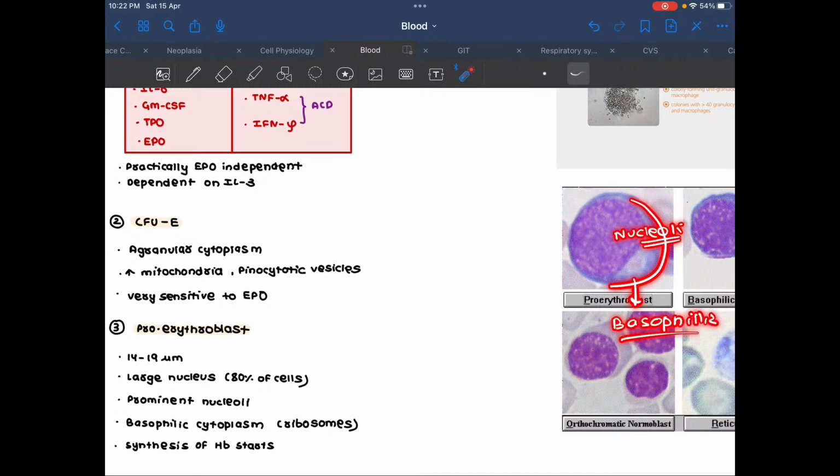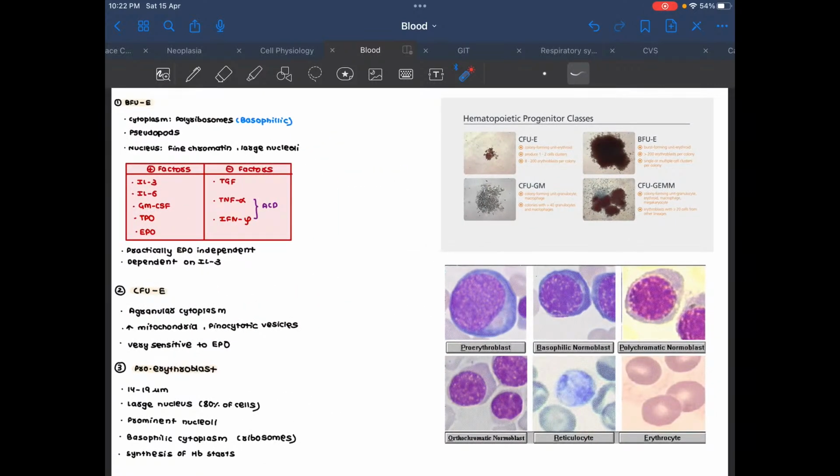A very important MCQ here is, at which stage does synthesis of hemoglobin start? So this is the stage where hemoglobin will start to form. Is it visible in a proerythroblast? No. As you can see, it's basophilic. So in this case it is forming. And we're going to discuss hemoglobin synthesis frequently. For now, we have discussed the proerythroblast.